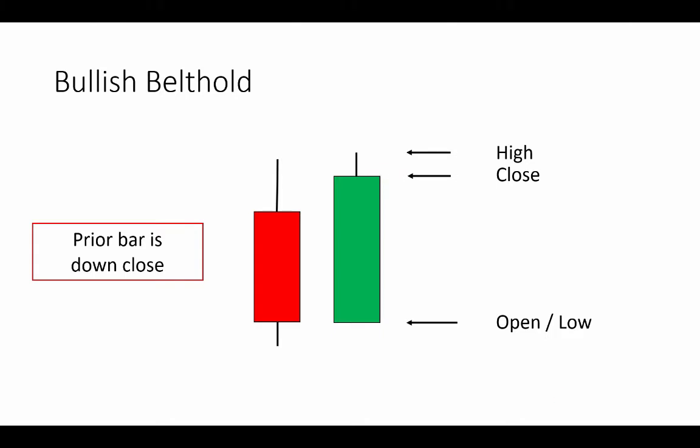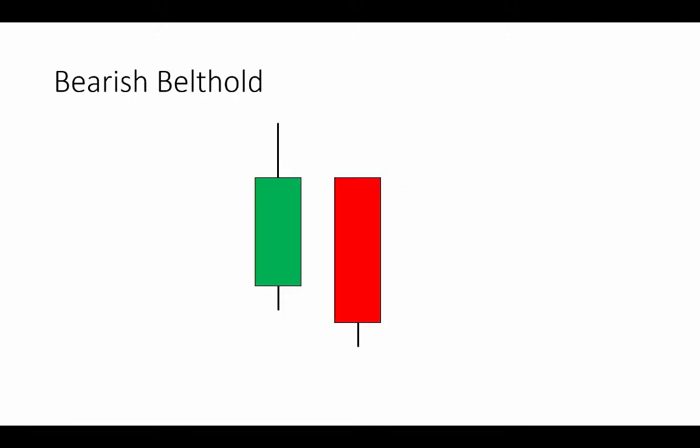The current bar also opens at or below the close of the prior bar, but there is a slight exception to this rule, what we call the one tick rule, and I'll explain that here shortly. Just go over the bearish Belthold pattern first.